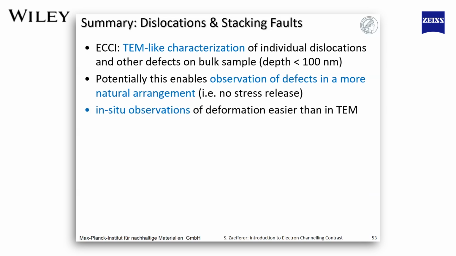I skipped over an example, or deformation. I showed you an example. Much easier than doing this in TEM on thin foils. And then we can see dislocation densities up to approximately 10 to the 14 per square meter, which is already quite a high amount of deformation.